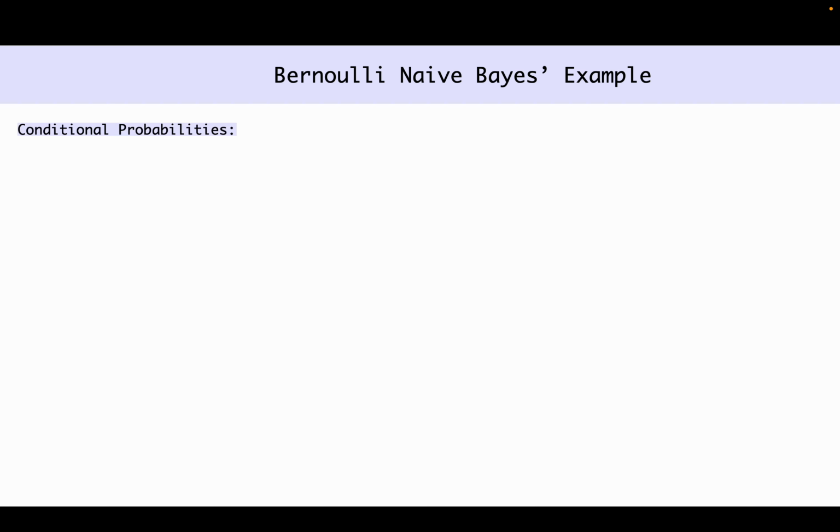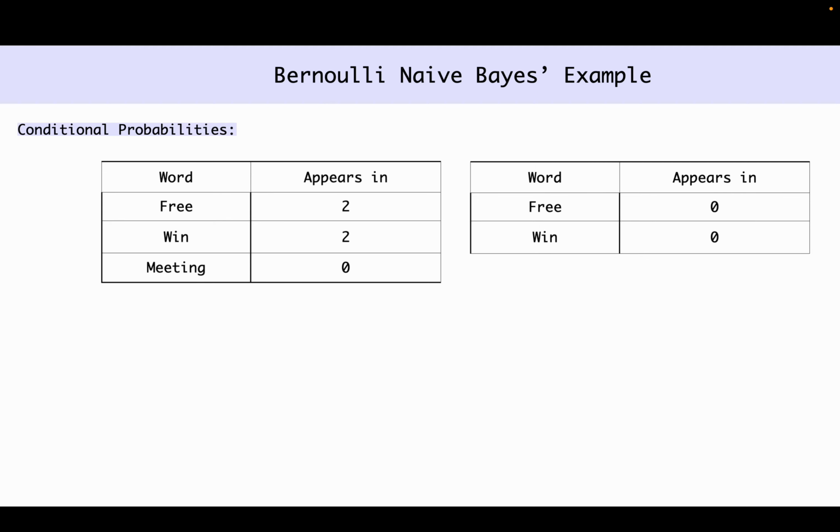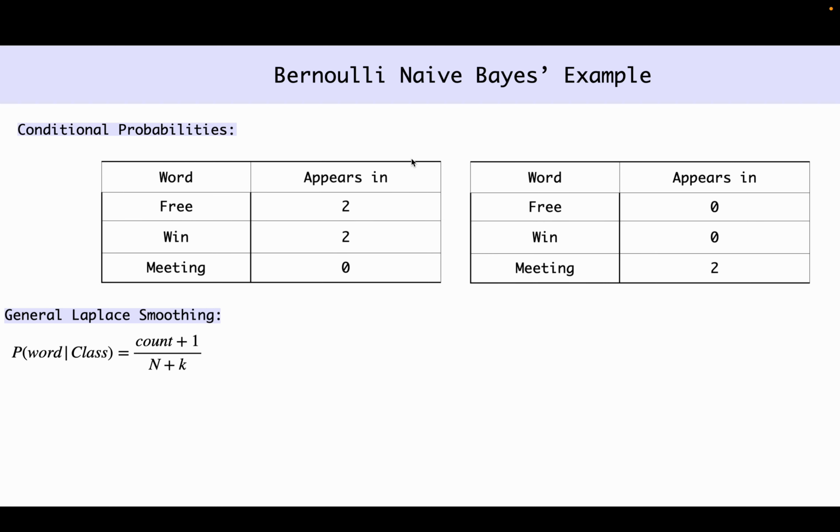Now let's compute the likelihood probabilities, or the conditional probabilities. First we'll find out in how many emails each word appears. This is for spam and this is for normal. We compute the conditional probabilities using Laplace smoothing. The general Laplace smoothing equation is given as follows, where n indicates the total samples in that class, and k indicates the number of possible outcomes. In the case of binary outcomes, the k value will be equal to 2.